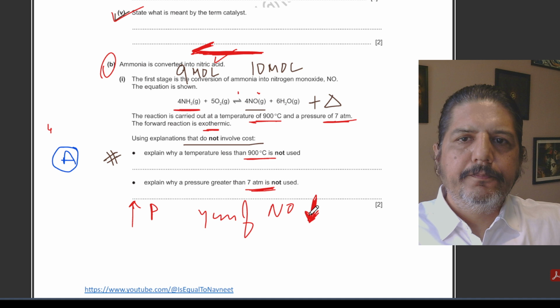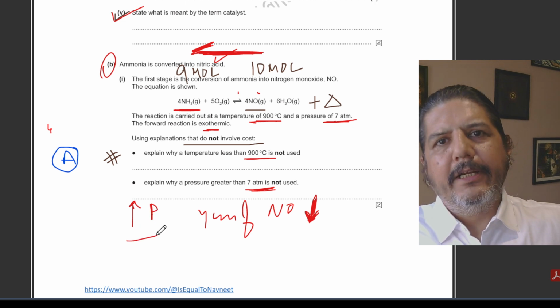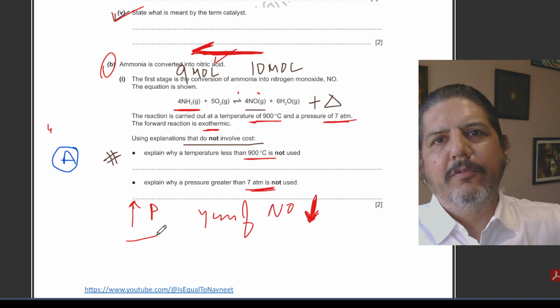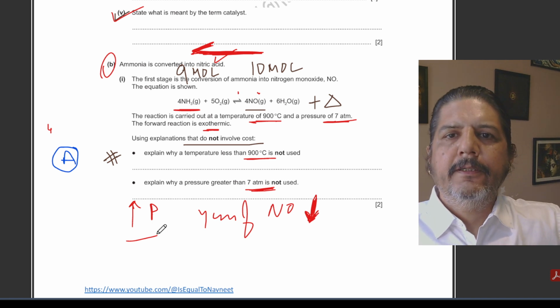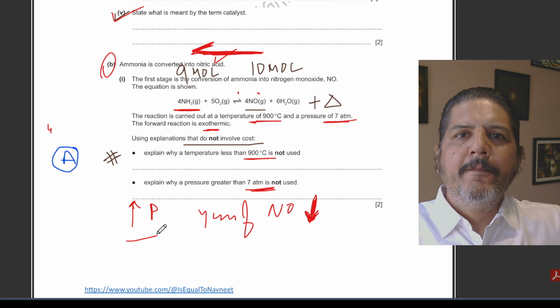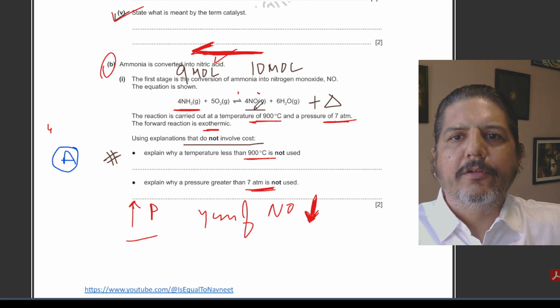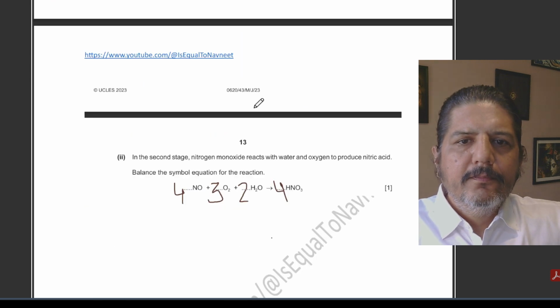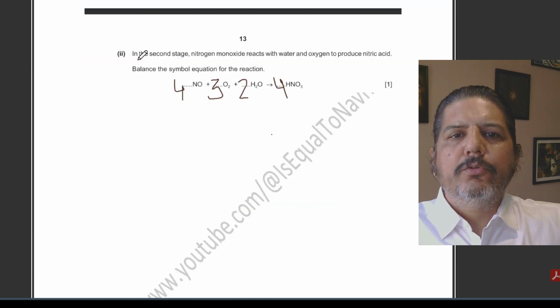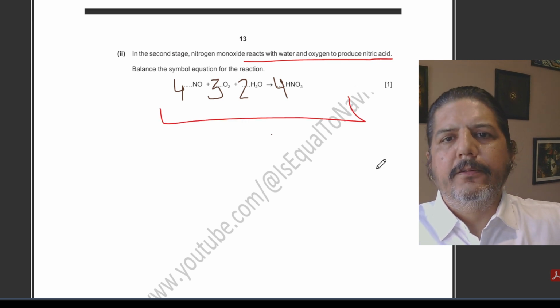Hope this is making sense. System will try to oppose the increase. How can it oppose the increase of pressure? By decreasing the pressure. It will move in the reverse direction. When it moves in the reverse direction, from 10 moles, 9 moles are being created. And that affects the yield of nitrogen monoxide. Then they have asked us to balance the equation and have a look at how the balancing is done. Let's move to the next question.